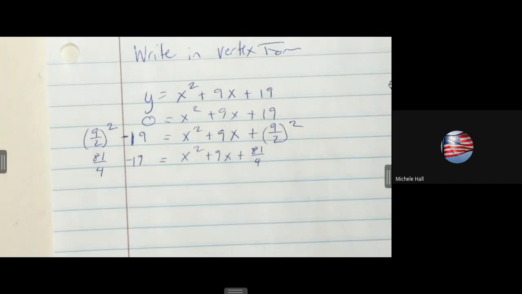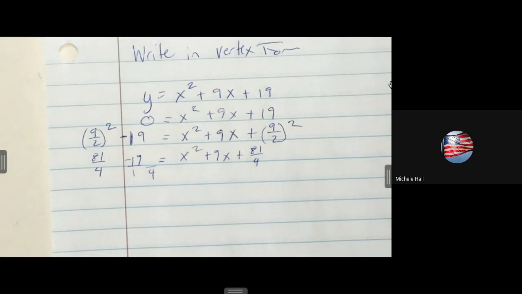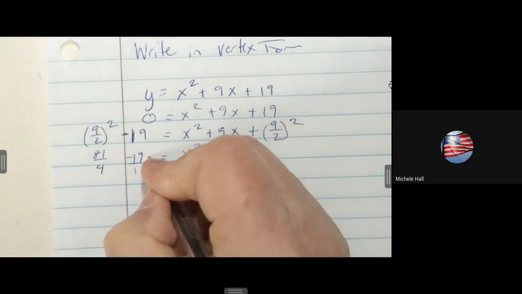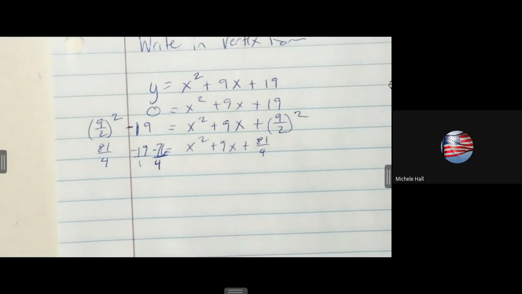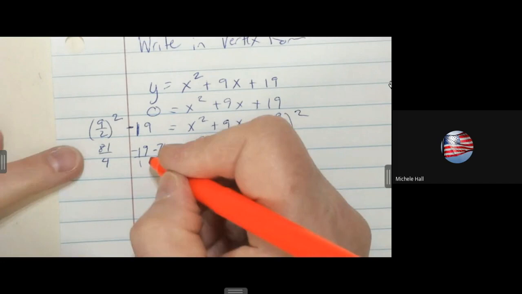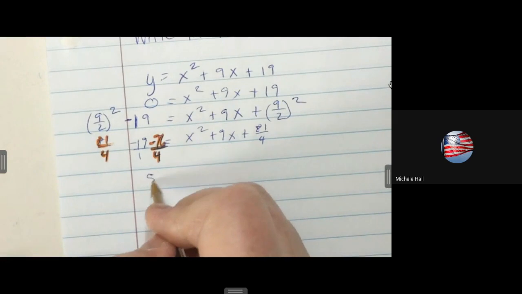On the left-hand side, you're going to have to find a common denominator, right? That's how we add and subtract fractions. So the common denominator would be 4. And then 4 times 19, we get -76/4. So it's 81/4 minus 76/4, which is going to be 5/4. We get 5/4 for this side.